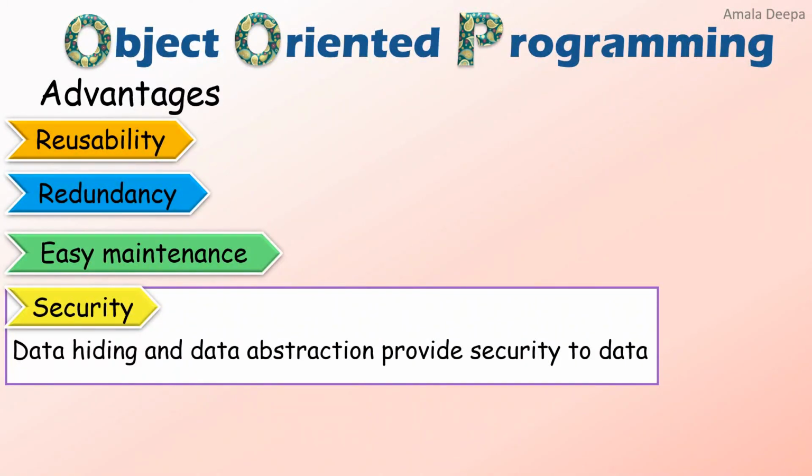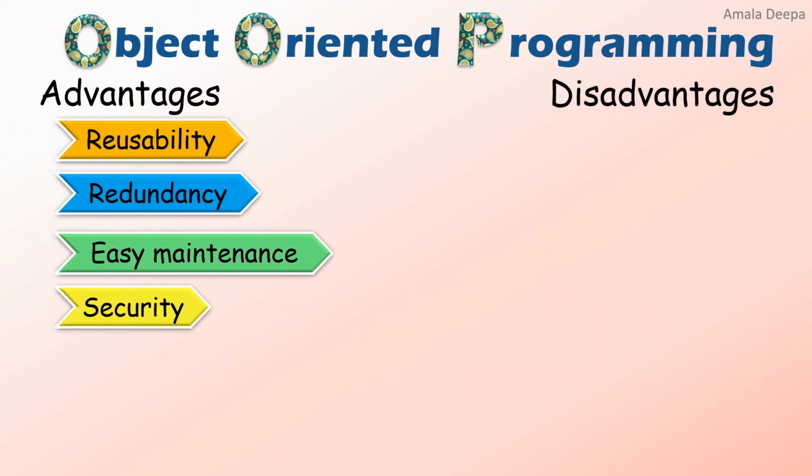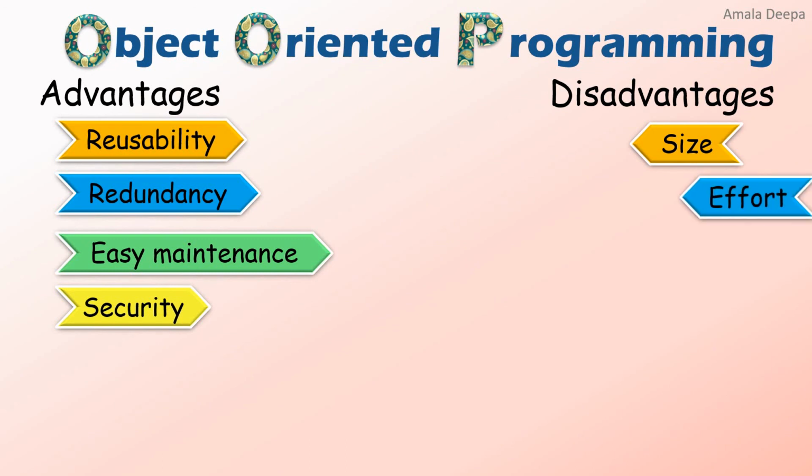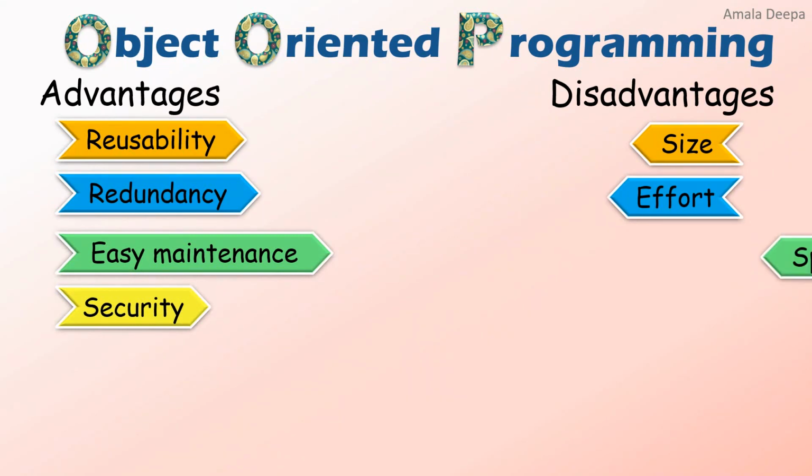The following are the disadvantages of object-oriented programming. Size. Object-oriented programs are much larger than other programs. Effort. Object-oriented programs require a lot of effort to create. Speed. Object-oriented programs are slower than other programs because of their size.